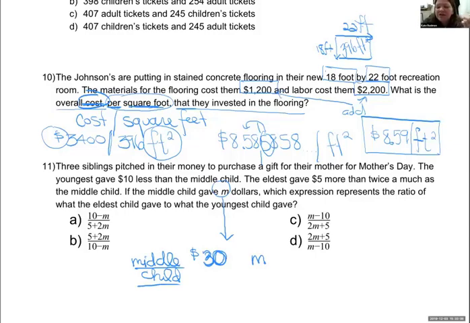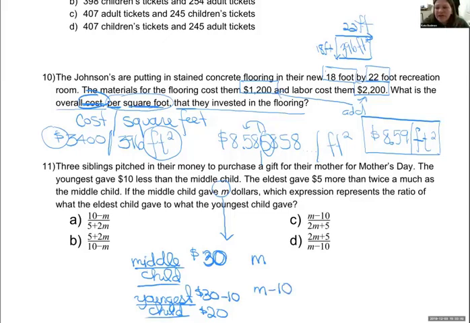It says the youngest child gave 10 less than the middle child. Guys, if the middle child gave $30, how much did the youngest child give then? What's 10 less than $30? 20. How could I get to that number? What did you do to get to that number? Subtract. Yeah, you took that $30 and you subtracted out the 10, right? So even when it's a number we don't know, like M, we can take that M dollars, subtract out the 10, and that would represent the youngest child's money.